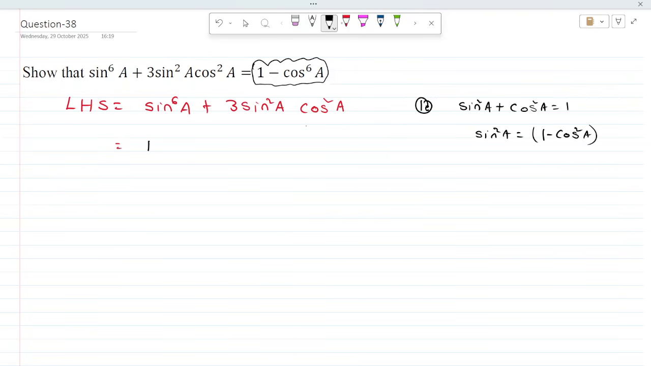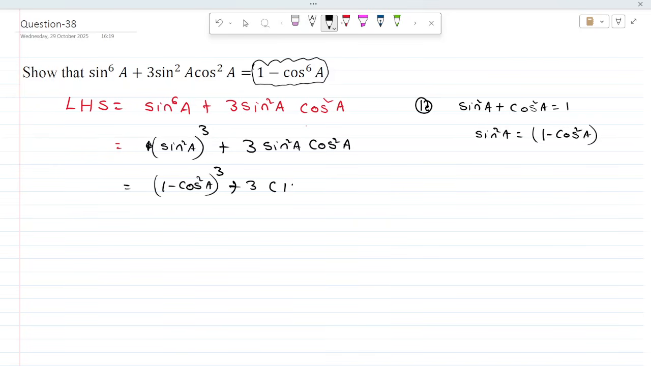Replace. Sir, sin power 6, how will you write? Sin square A whole cube plus, the remaining all okay, 3 sin square A cos square A. Substitute now. What is sin square A? You said 1 minus cos square A whole cube. It's like the a minus b whole cube formula. Plus 3 into 1 minus cos square A into cos square A.